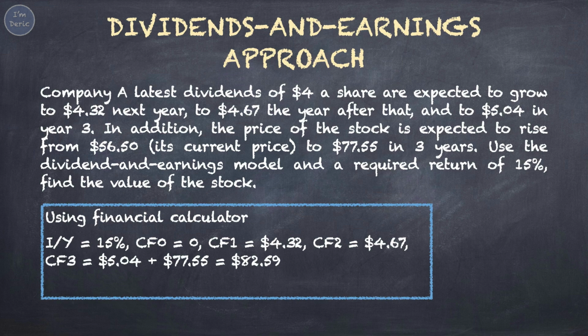$77.55 equals $82.59. Last step, press NPV. NPV equals $61.59. This is the P0, that is the intrinsic value.